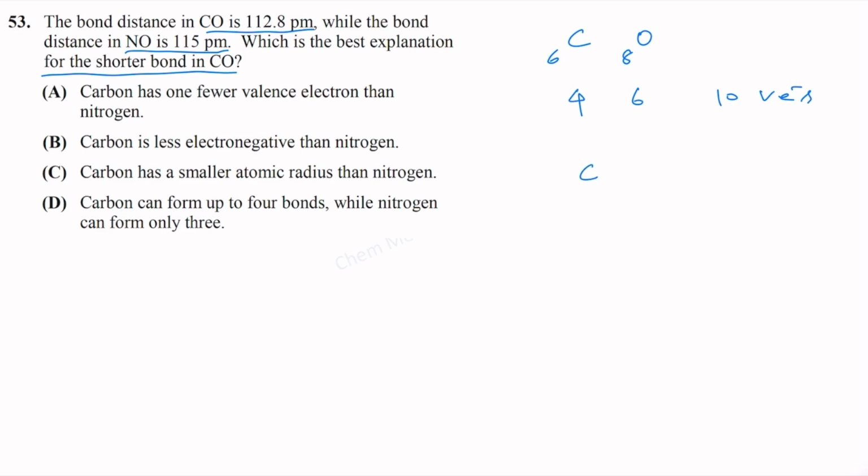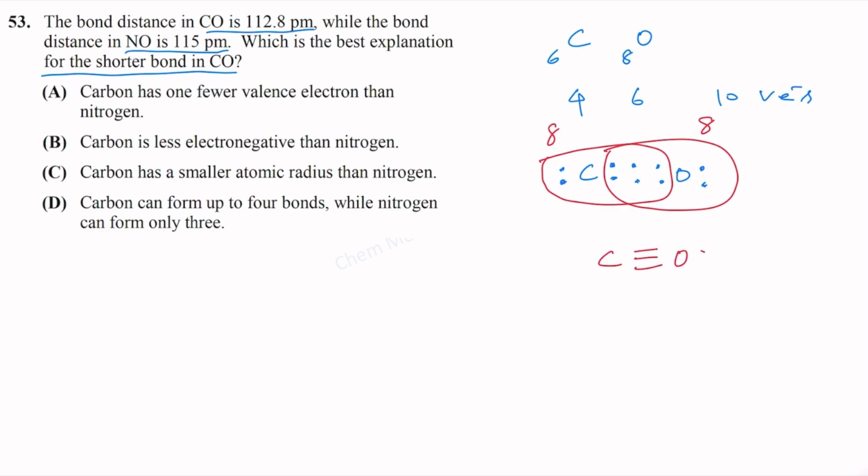Now we can put 3 bond pairs between carbon and oxygen and 1 lone pair for oxygen and 1 lone pair for carbon. We used all the 10 valence electrons. Both the atoms satisfy the octet configuration. We have 8 electrons around carbon, we have 8 electrons around oxygen, or we can draw the Lewis structure this way too. Carbon, triple bond, oxygen, 1 lone pair for oxygen, 1 lone pair for carbon.